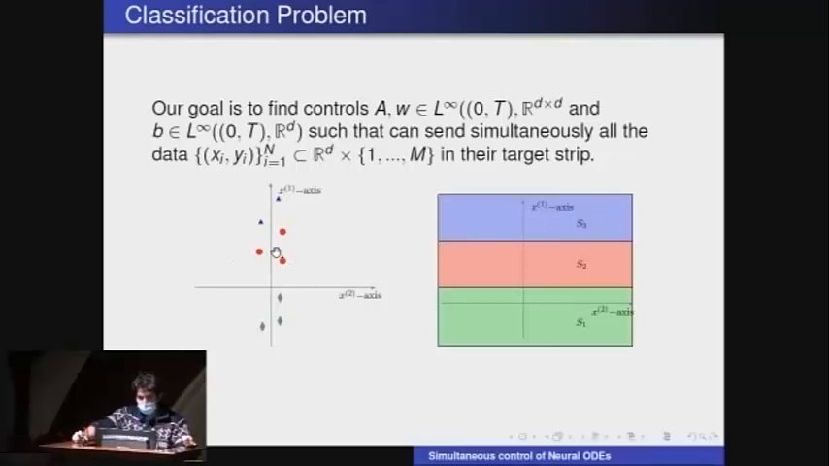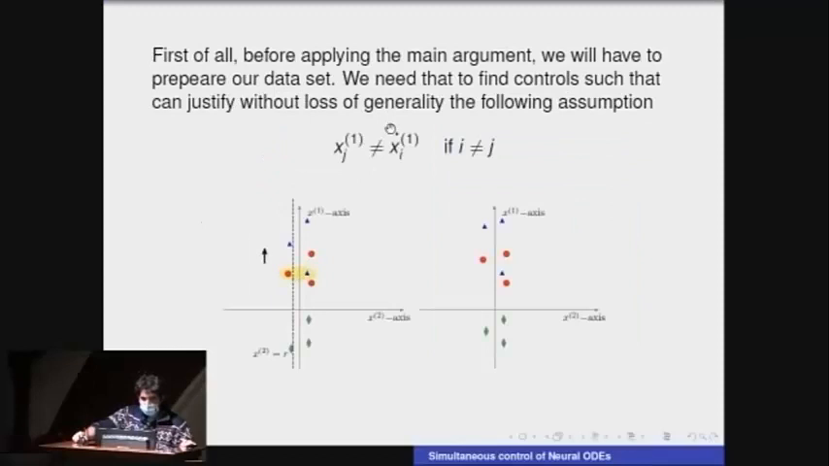For doing so, we will start by checking if the condition is satisfied: that all points have different first components. This is just technical, but it can be guaranteed because, since the two points are different, we can find a hyperplane and perturb the points on one side a bit so that the points don't coincide anymore. So once we have this, we can proceed sequentially.